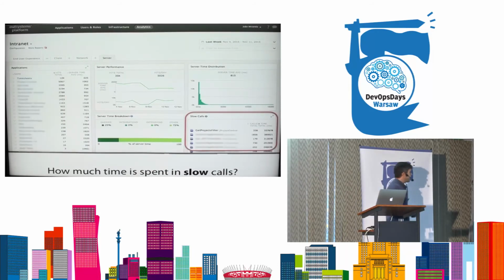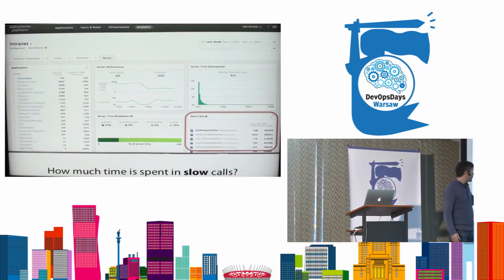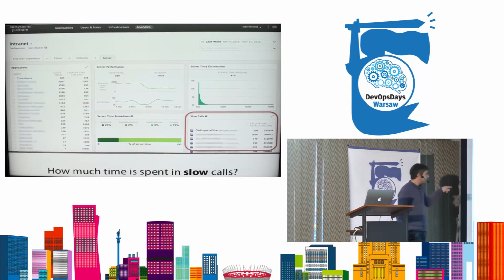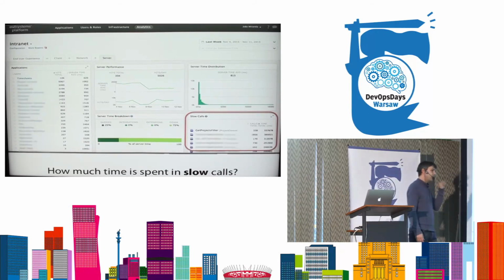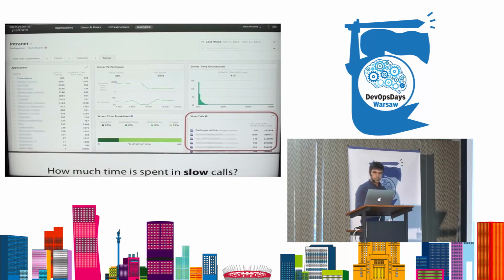And we also show the specific queries that are too slow, queries or searches or whatever. In this case, everything is a query. And we have the name of the query, like get projects filter, and we also show where this query is being used, so that you can go immediately to that part of the code and solve your issues.